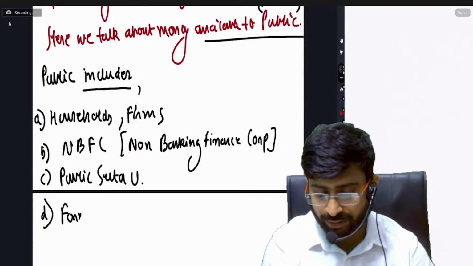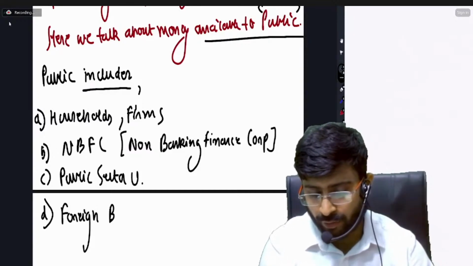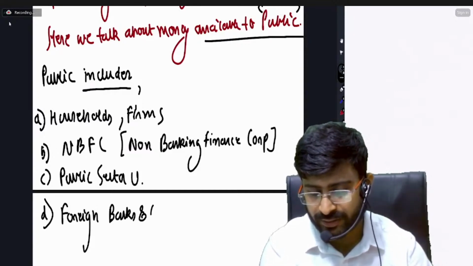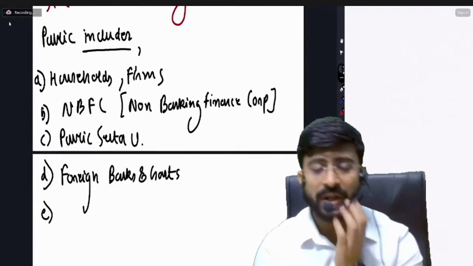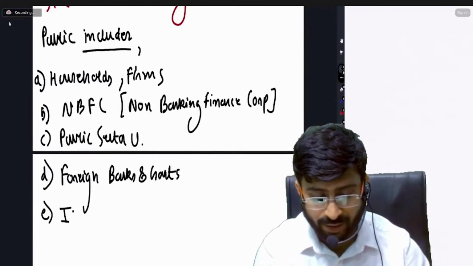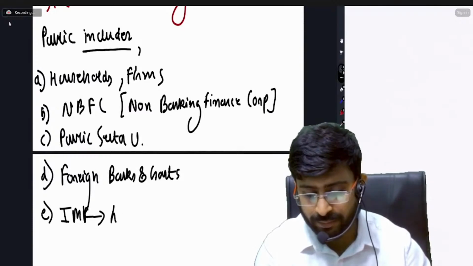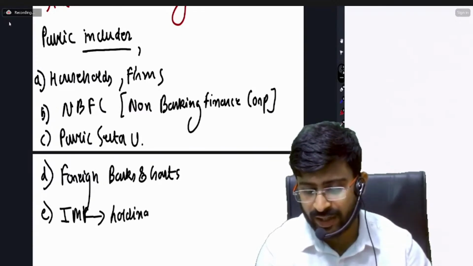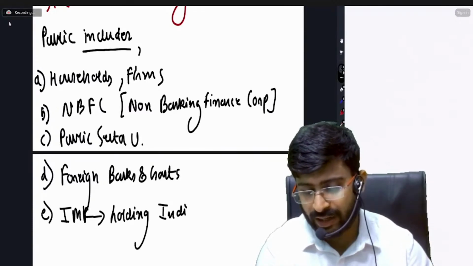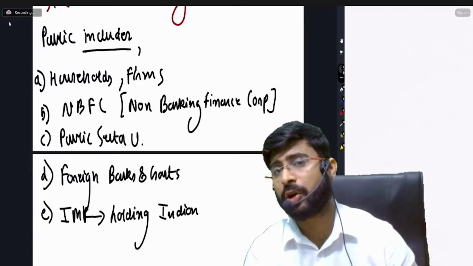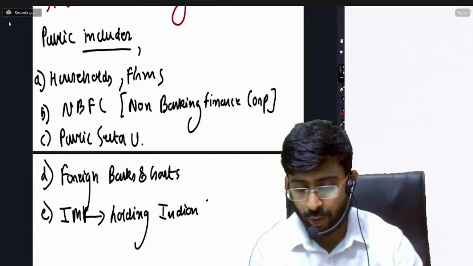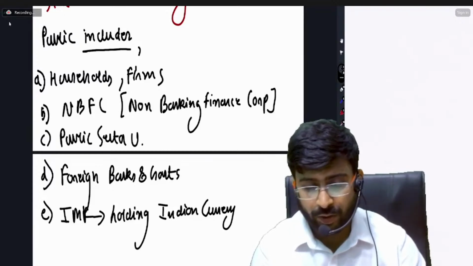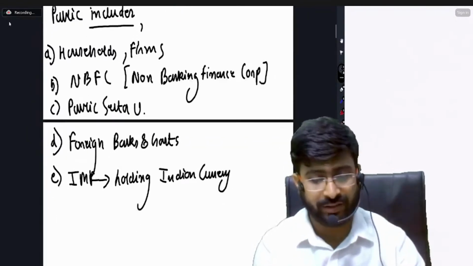Foreign banks and governments. It also includes international money, like the IMF holding Indian money. IMF, if you don't know, is the International Monetary Fund, holding Indian currency. So public includes all of these things.